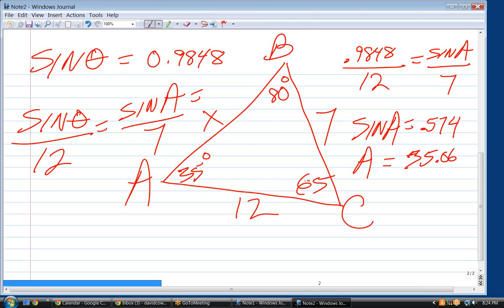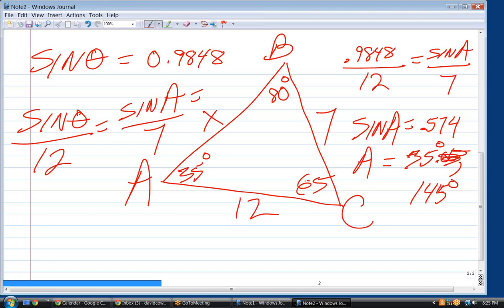Okay, hold on. Let's go back. When we solved for A of 35 degrees, there's actually a second possible solution, and that's the supplementary of that, 145 degrees. In other words, A could be 35 degrees, but it might also be 145 degrees. Can it be 145 degrees? Not as long as B is 80.